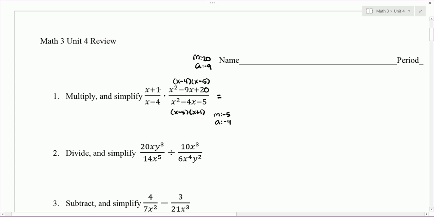When you multiply two fractions together, you're just multiplying everything in the numerator with stuff in the numerator and multiplying everything in the denominator with things in the denominator. We're not going to multiply anything out. We're just going to put the factors right next to each other. So x plus 1 times x minus 4 times x minus 5 all over x minus 4 times x minus 5 times x plus 1.